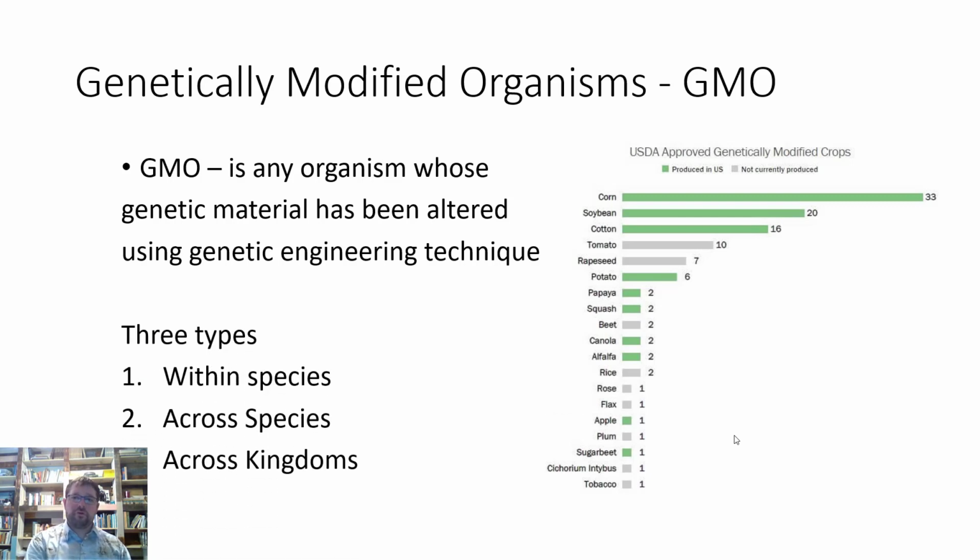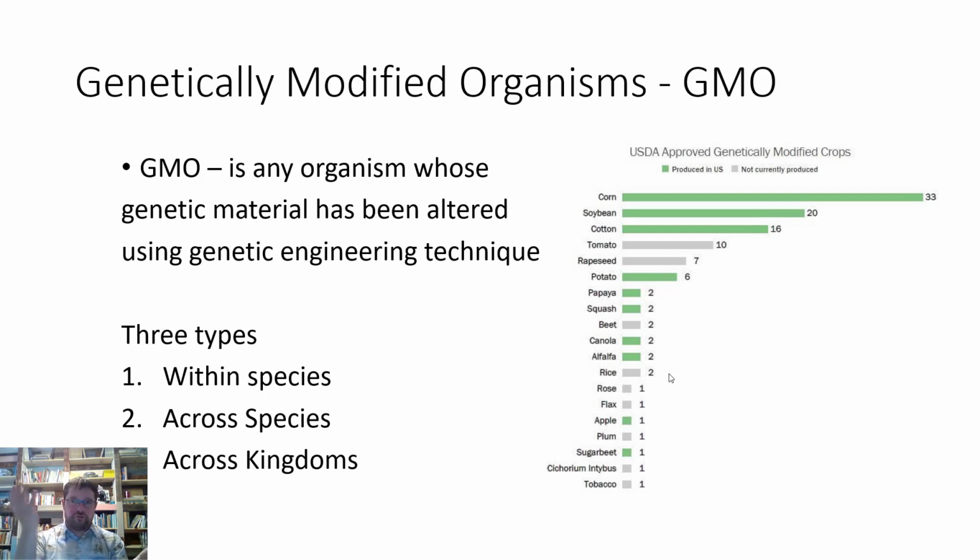Okay, and so there are 3 types of GMOs. Those that have been genetically engineered within the same species. So for example, let's say we take tomato, and we say, all right, this is one species of tomato. Here's another species of tomato. We're going to take the genes. I'm sorry. Here's one individual of tomato. Here's another individual of a tomato.